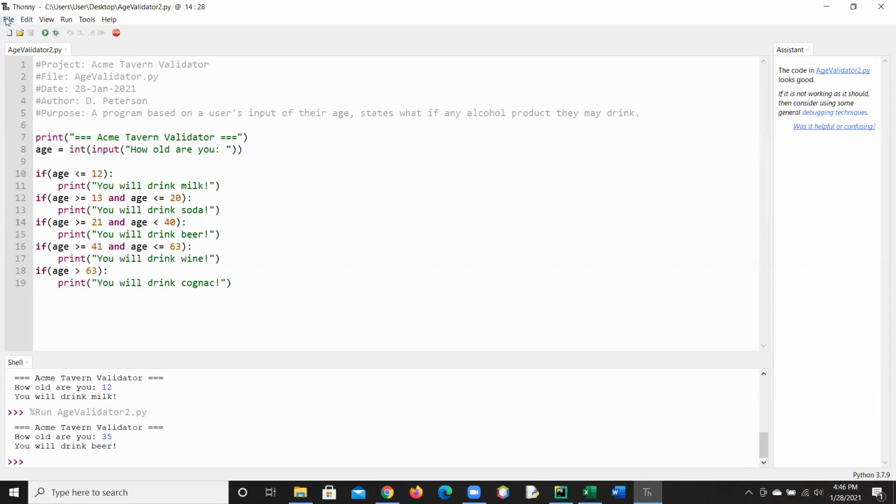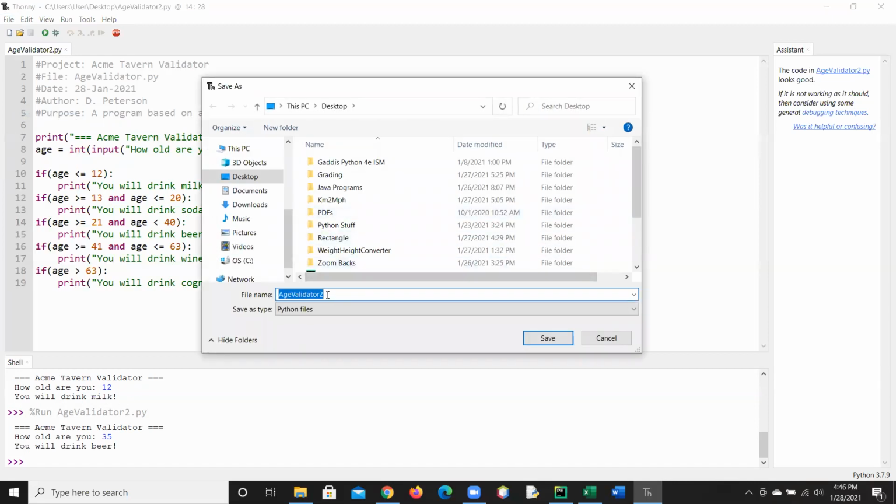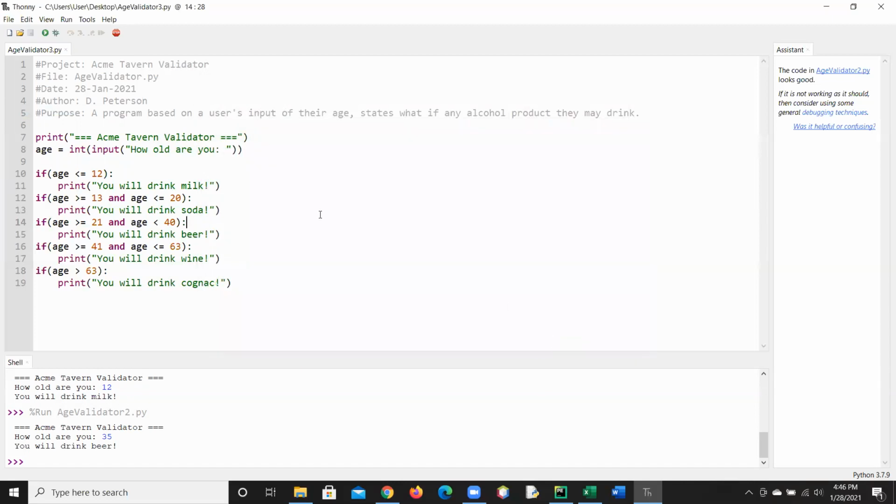All right. So now let's go ahead and save this as age validator 3. So now it's age validator 3. So I'm going to get rid of that stuff we added, okay? So we can delete that. We can delete that. And we can delete that.